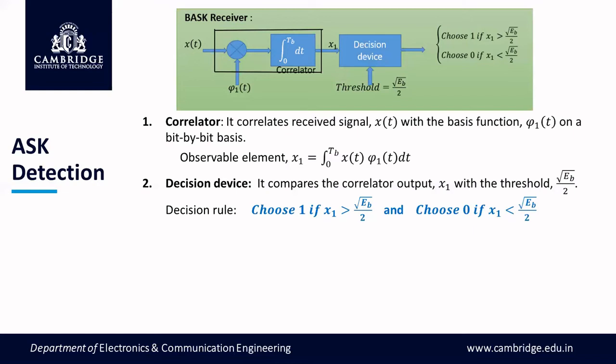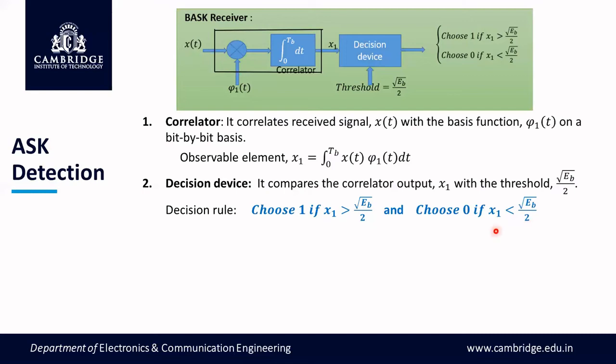But because of the presence of noise, the decision rule is given. If the received point x1 falls in region Z1, that is x1 is greater than root EB by 2, then we decide in favor of symbol 1, else in favor of 0. Based on this, we identify two different errors. If x1 is greater than this value, we check its probability. If less than this value, 0. This is what the decision is.